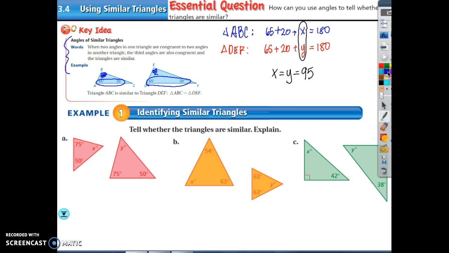In example 1, we're going to first look for two angles in the triangle and see whether or not they are the same. If we don't have two angles that are the same, we can go find the third one and see if maybe then we have two angles that are the same. But in example A, I see 75 degrees and 75 degrees. I also see 50 degrees and 50 degrees. So I really don't care what X and Y are. As long as they have two angles that are the same, we have enough information. So this one, yes, the triangles are similar. And we can say, because they have two, and I'll use my symbol for congruent, angles.